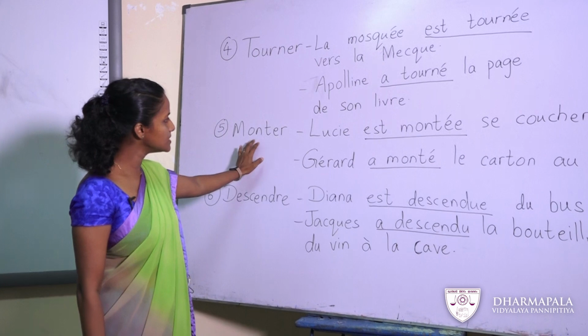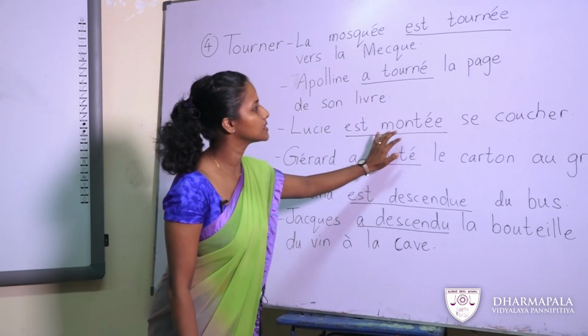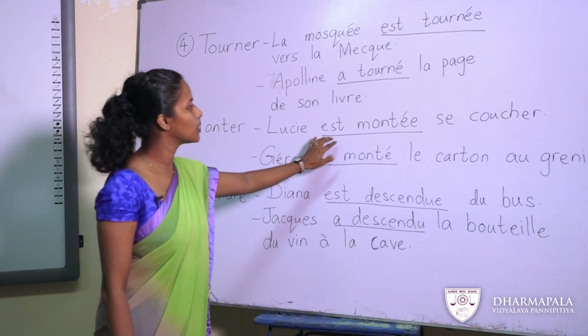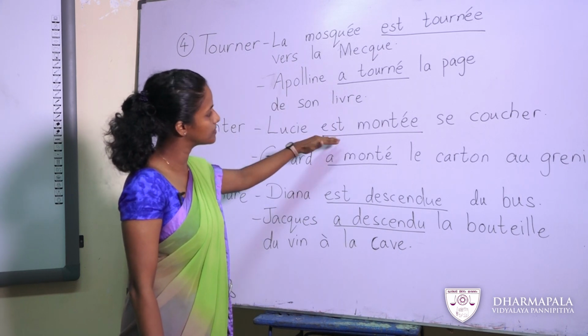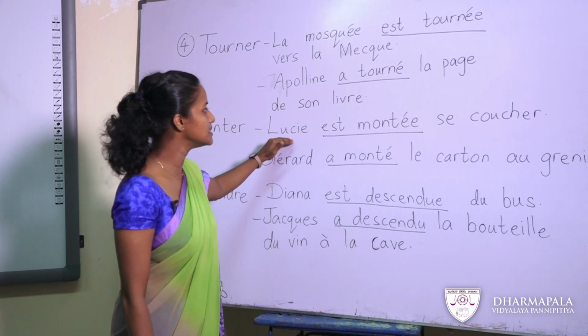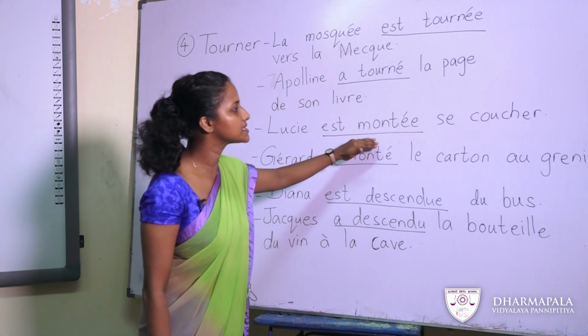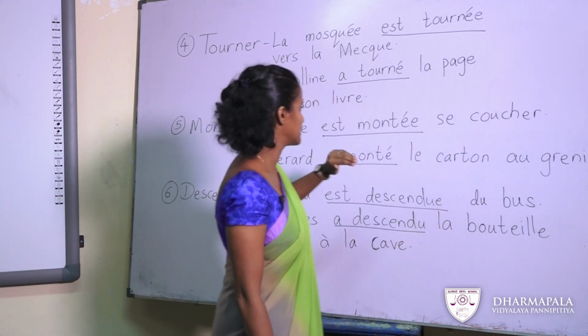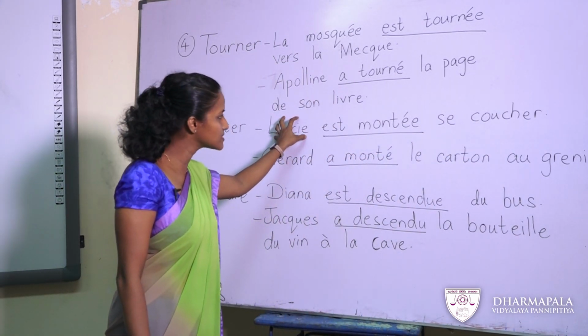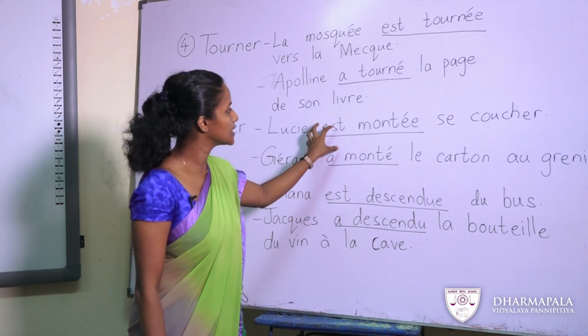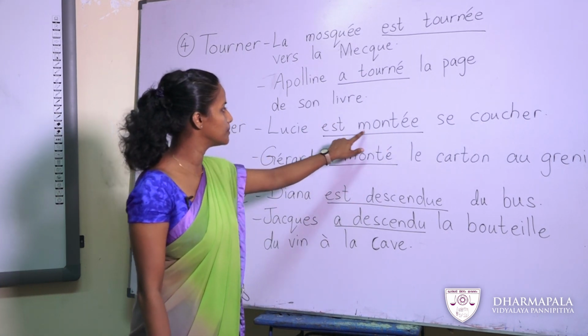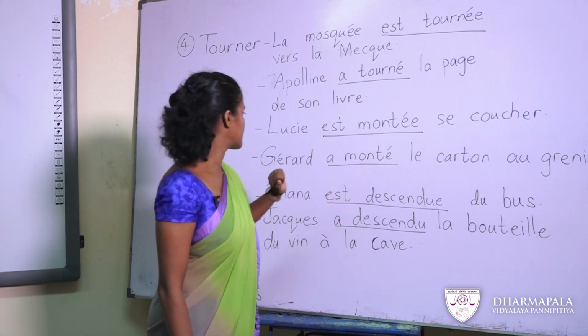And the next verb is monter. Lucy est montée se coucher. Lucy est montée, to climb up. Here the meaning is Lucy went upstairs to go to bed. Now, she has gone upstairs, so the verb monter is used with être.